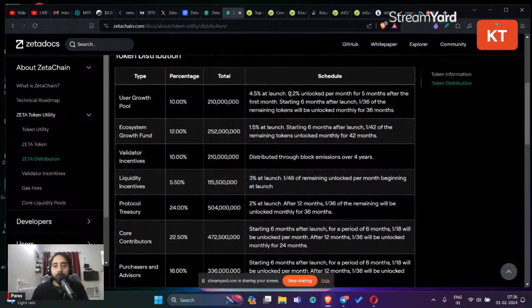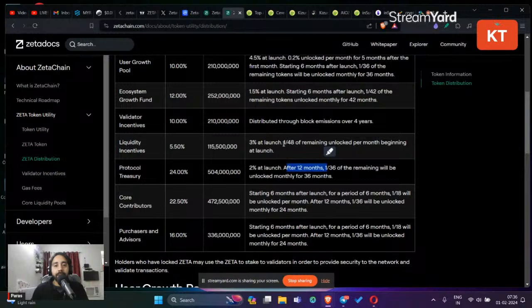So 0.2% unlocked per month, and you have starting 6 months. So this one is after 6 months, this one is after 12 months, this one is after 1/48 of the remaining unlocked per month, and again this one is for the 6 month. So most part of it. So this one also starting 6 months after launch. So clearly, the majority of the tokenomics, the majority of the token holdings will get released after 6 months.